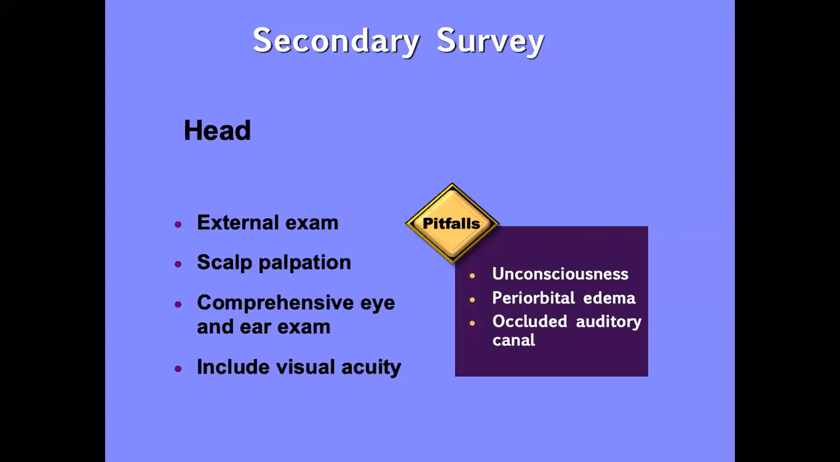Then a comprehensive eye and ear examination. In the ear, we are trying to look for bleeding or CSF otorrhea, or for that matter, any difficulty in hearing of the patient after the trauma. In the eye examination, it is not only for visual acuity, but also for the eye movements.